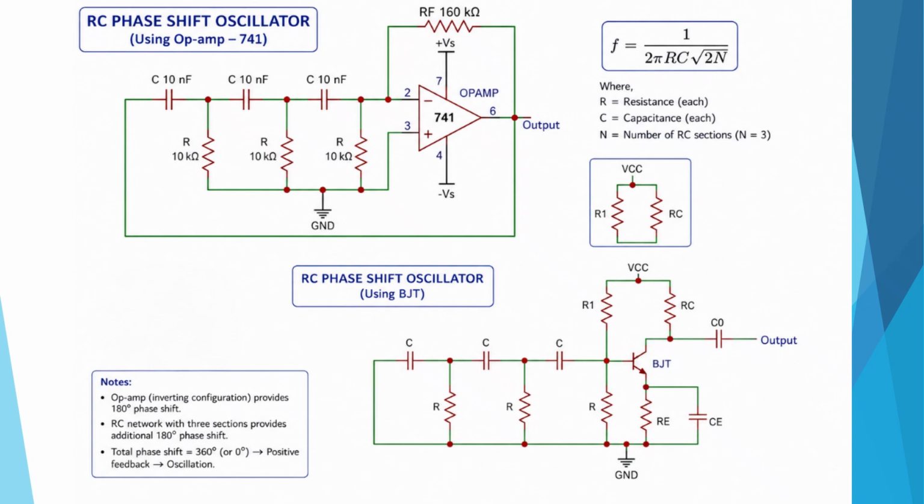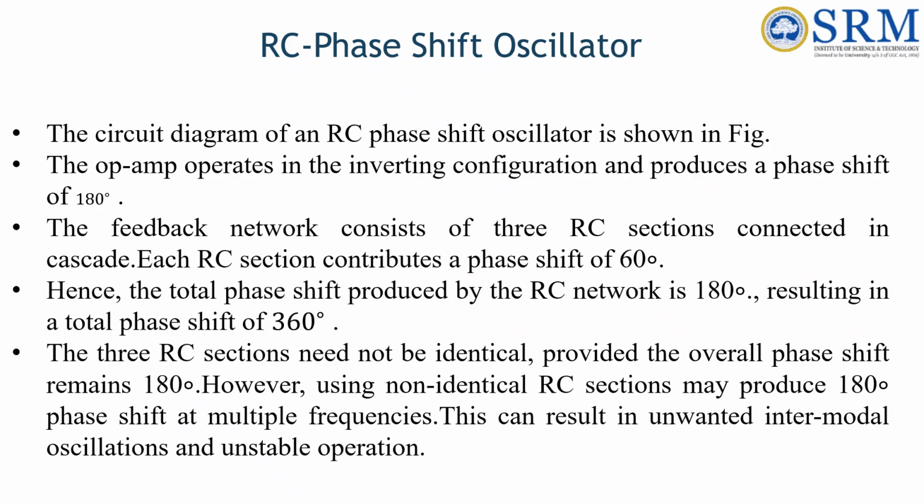Next we are going to look into the RC phase shift oscillator. The RC phase shift oscillator circuit diagram is as shown in the figure. It has an op-amp and 3 RC networks. An RC phase shift oscillator generates sinusoidal signals using a combination of an op-amp amplifier and an RC feedback network.